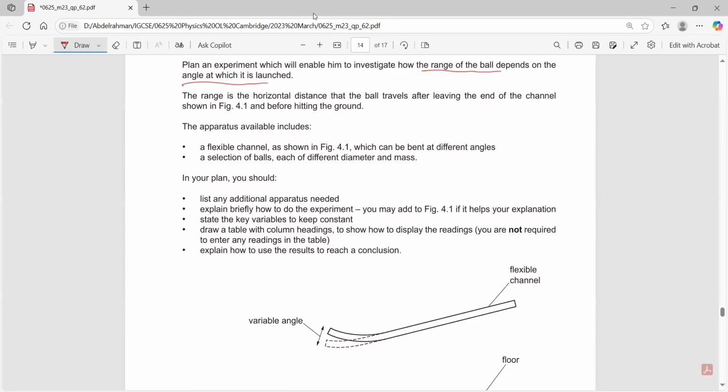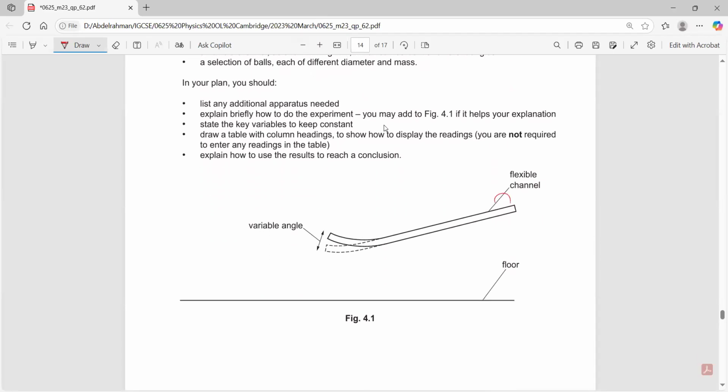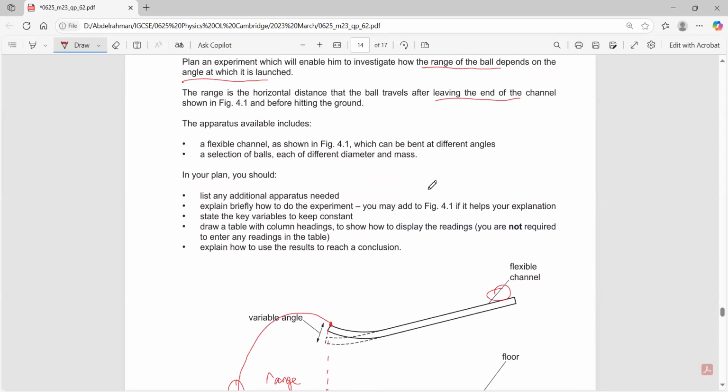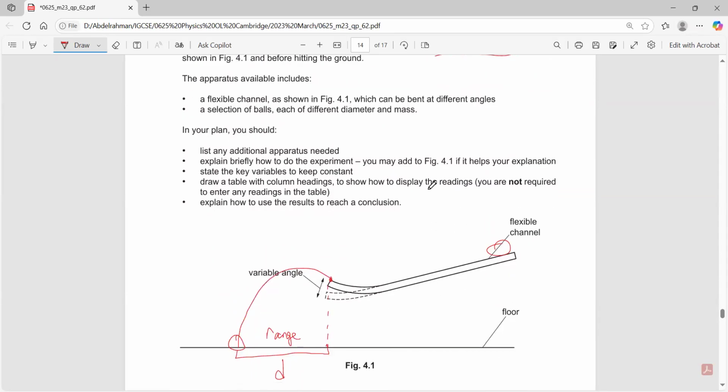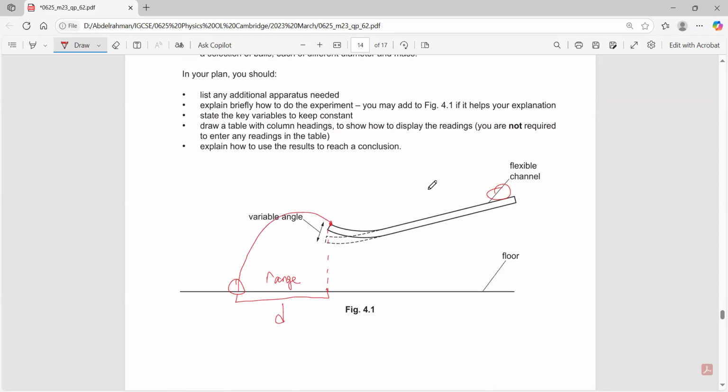The range is the horizontal distance that the ball travels after leaving the end of the channel shown in figure 4.1. So you have the ball, which will be placed at this point. It will start to roll down this flexible channel, and when it leaves this point, we need to measure the distance from the ball as it hits the ground. This distance would be called the range, the horizontal distance traveled by the ball right before hitting the ground. So we need to measure this distance.